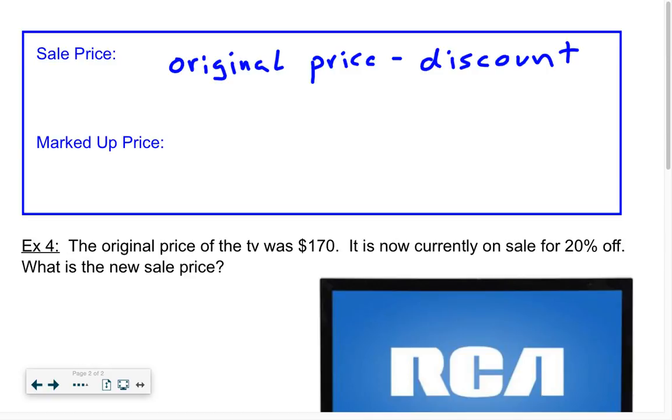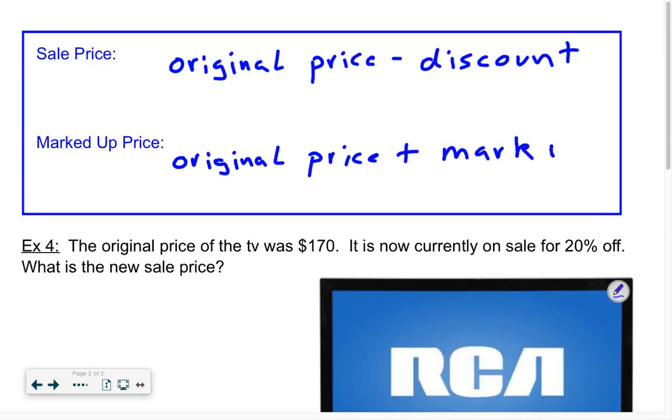If we wanted to find the markup price, same concept. We are going to take the original price, and now we're going to add whatever the markup is on it. So instead of selling it for $10, maybe we want to make some money and try and sell it for $18 and so forth.